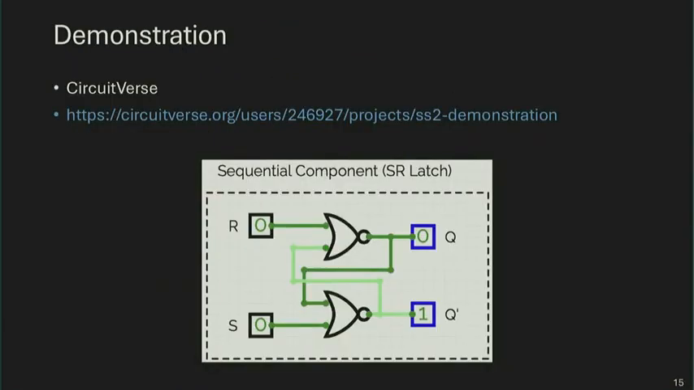So I just demonstrated this component on CircuitVerse. Again, two NOR gates building a latch, and you can also play with it by going to the link above.